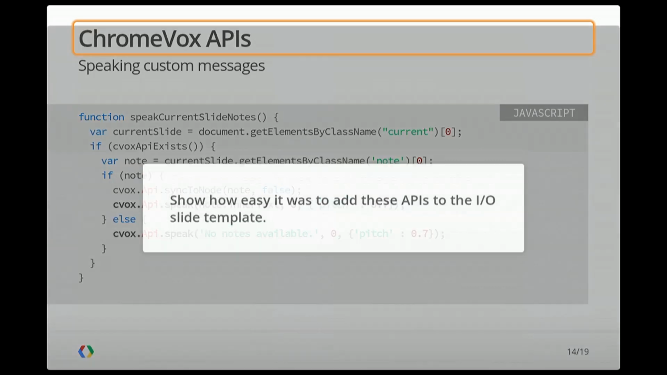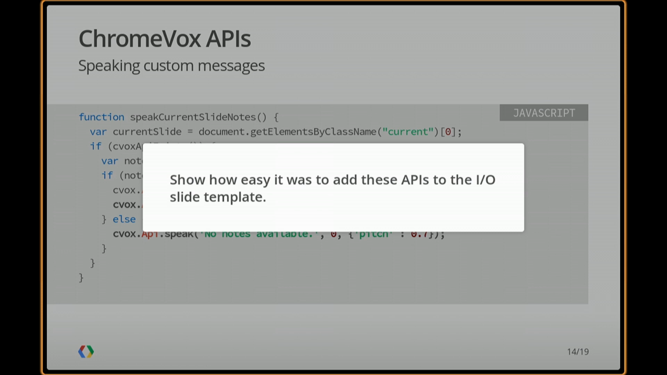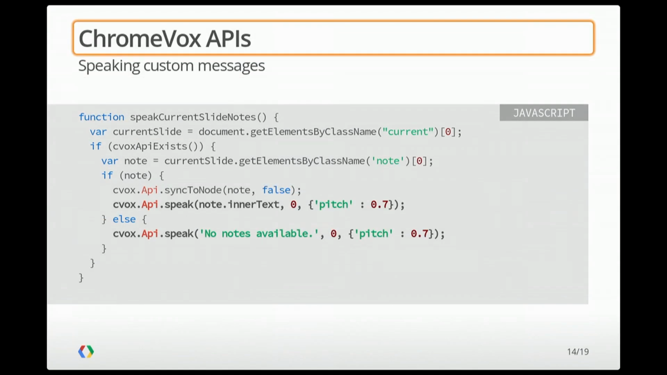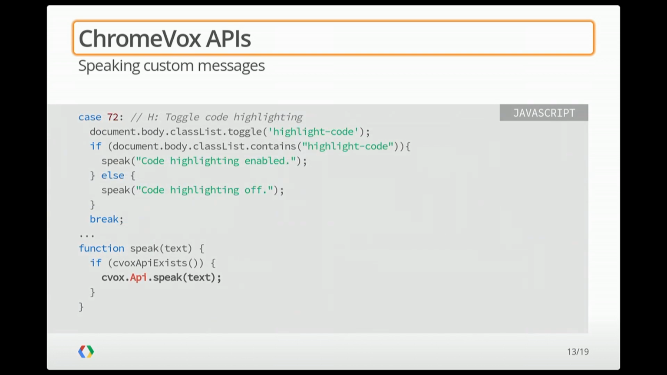So let's try that. Show how easy it was to add these APIs to the slide template. Oh yeah, okay, that's what I'm supposed to be talking about. So as you can see here, when I press the key command to bring up the speaker notes, it actually spoke those notes to me. And now if I dismiss them, notes hidden. It tells me notes hidden, and it synchronizes me back to the top of my slides. On the other hand, if I try this on a slide where I don't have speaker notes, no notes available. It tells me no notes available. So I was actually pretty lucky there that I forgot my content on the slide that had speaker notes.